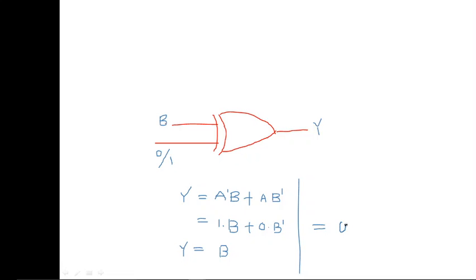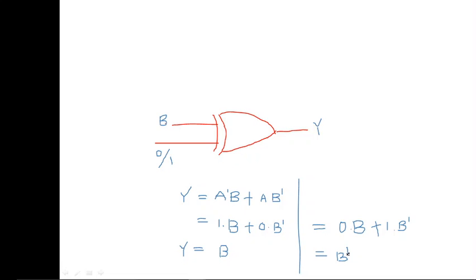So that becomes 0 dot b, plus a dot b bar. A is 1, so 1 dot b bar. So you can see that this one equals 0 dot b is 0, plus 1 dot b bar is b bar itself, and that b bar plus 0 is b bar itself. So here you can see that y is equal to b bar.